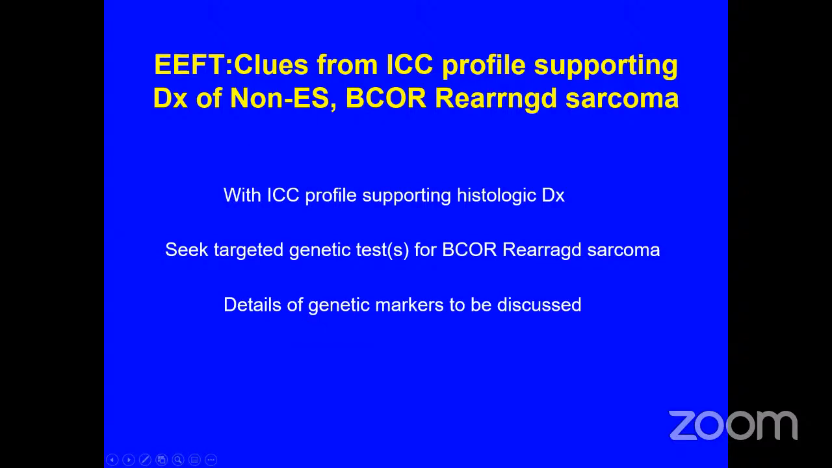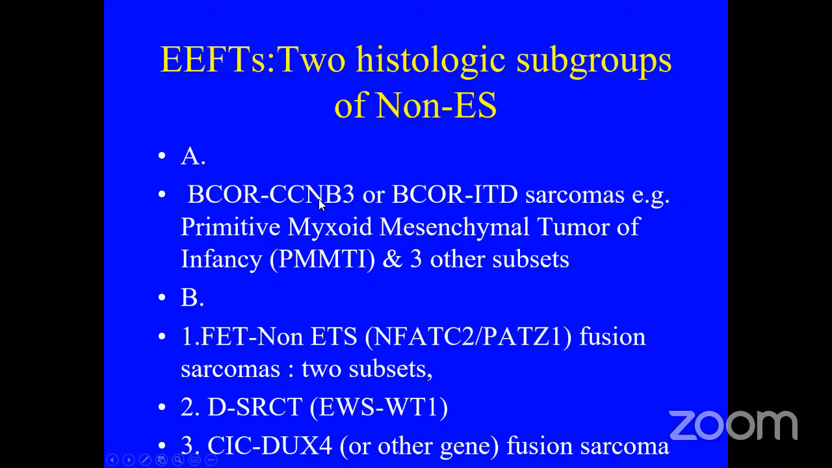So after using even this condensed IHC profile, you will be able to get strong confirmation, or strong support, I would say, for your working histologic diagnosis, and then you are ready to move on to seek the targeted genetic tests for B-core rearranged sarcomas. There are variations in the genetic markers in these B-core rearranged sarcomas, B-core being the central one, but the fusion genes may be different, and all those details we'll discuss when we talk about genetic markers in the latter half of this presentation. So from B-core, let's now move on to the other subset of non-ES.